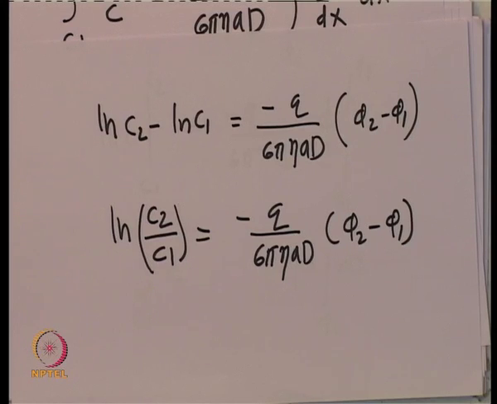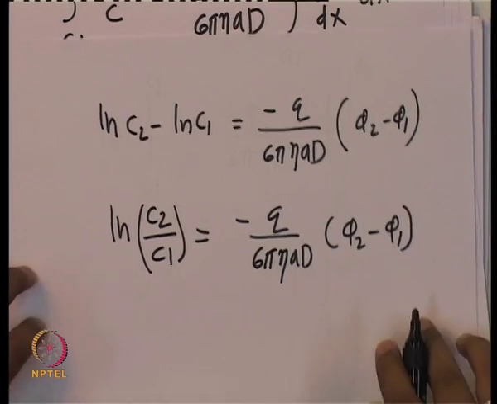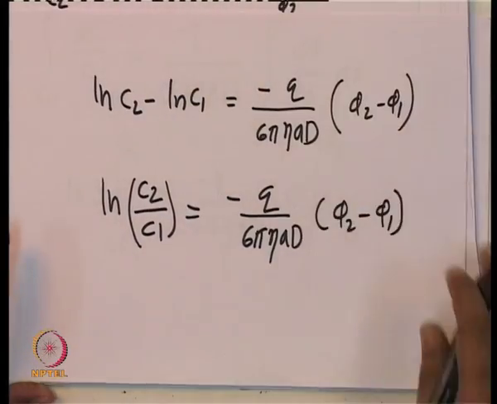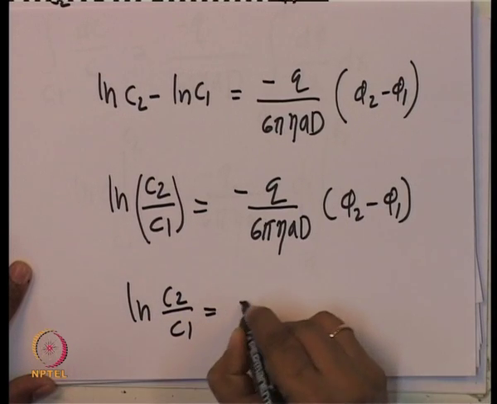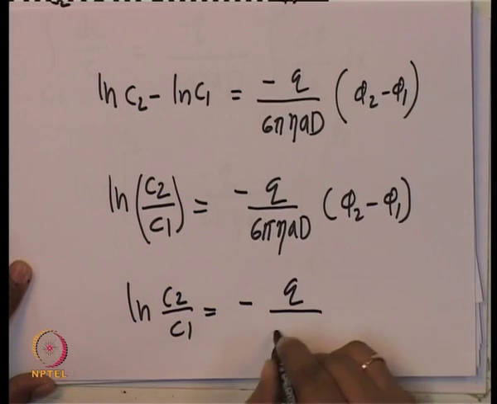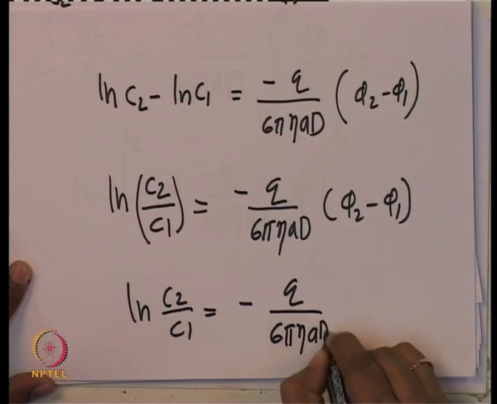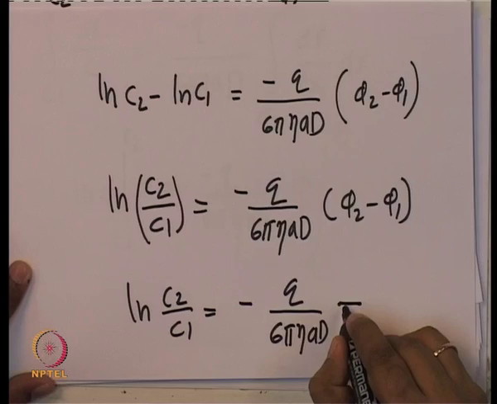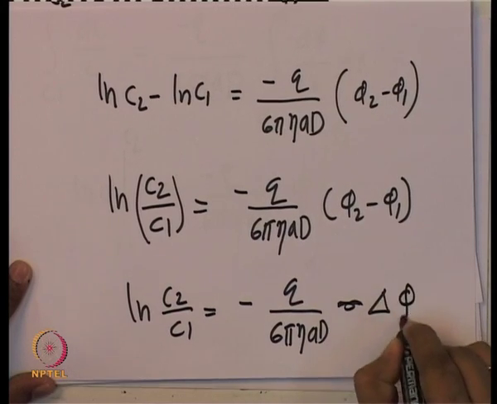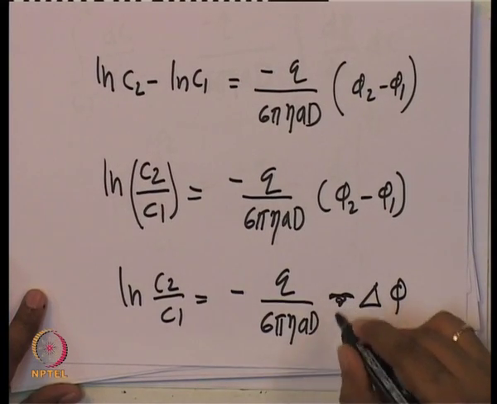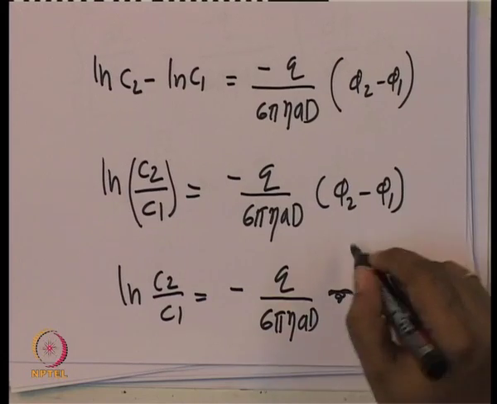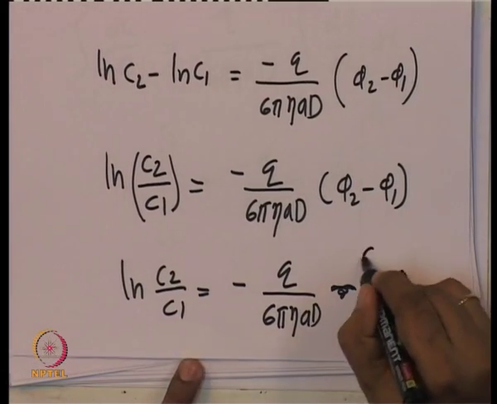Okay. So, as some of you are familiar with this equation, you can already see the Nernst equation appearing. So, what is this? Log c 2 by c 1 is equal to minus q by 6 pi eta a d into, I can write delta phi. Delta phi is nothing but phi 2 minus phi 1. If you want, I can write it as delta phi, but let me write it phi 2 minus phi 1 itself.